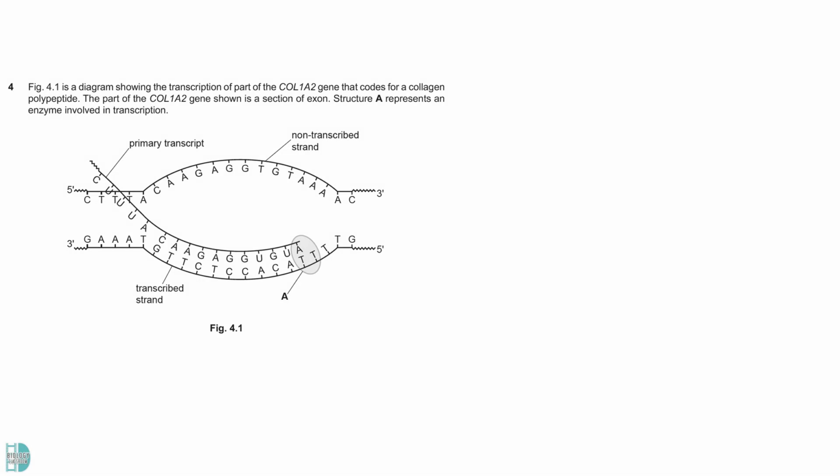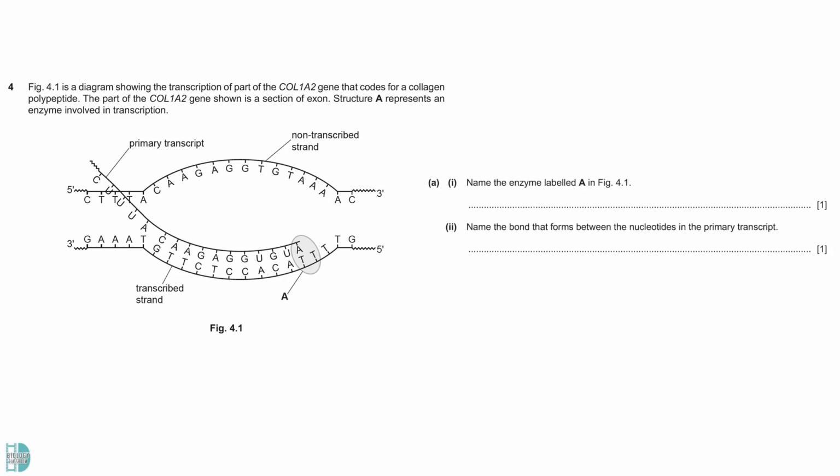In question 4, we have a diagram showing the transcription of a gene. The enzyme involved in this process is the RNA polymerase. It catalyzes the formation of bonds between the free activated RNA nucleotides to produce the mRNA. The bond is called the phosphodiester bond.